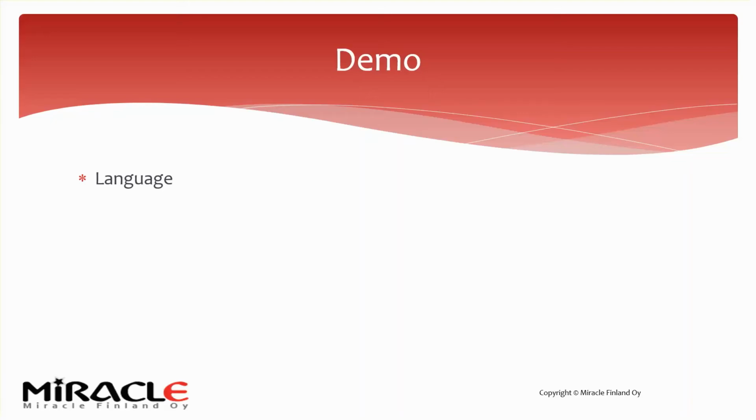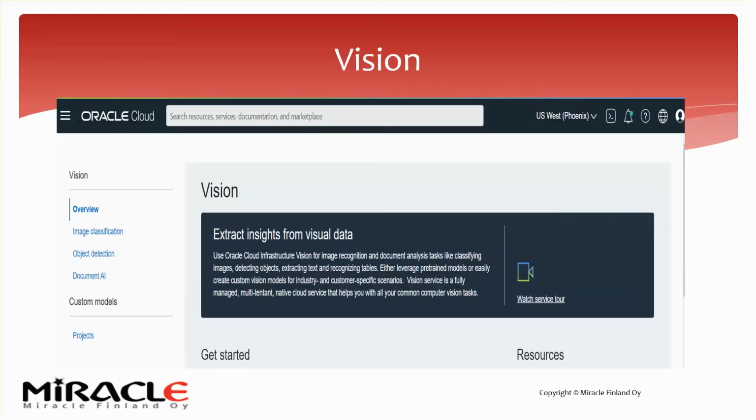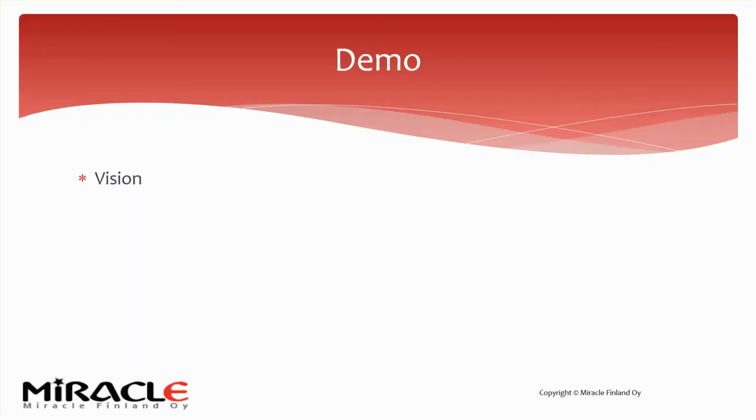So that was a quick look at the language service. I hope you got some kind of idea how it works. Another example I was thinking we will take a look at is the vision service. So what is vision about? Vision has image classification, object detection, and document AI. Quite an interesting service because it can be used for so many purposes by itself, but also as a pre-processing step for something else. Let's take a quick demo of how it really works in the Oracle world.